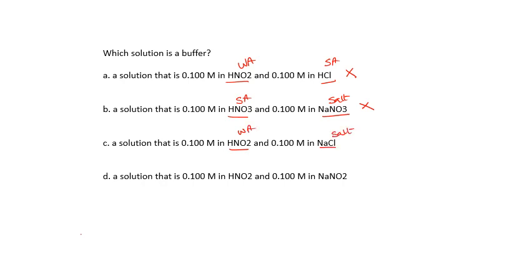Again, the salt is not formed from a weak acid or a weak base, so that is not the buffer. HNO2 again in the next combination, so that is a weak acid, and NaNO2 is formed from HNO2. So that is our conjugate base, or the salt of a conjugate base from a weak acid, right? So this is the buffer solution. So a weak acid and its conjugate base, and another combination can be a weak base and its conjugate acid, to form a buffer.